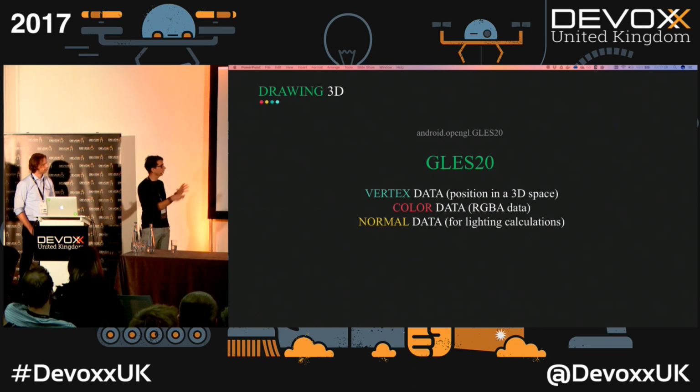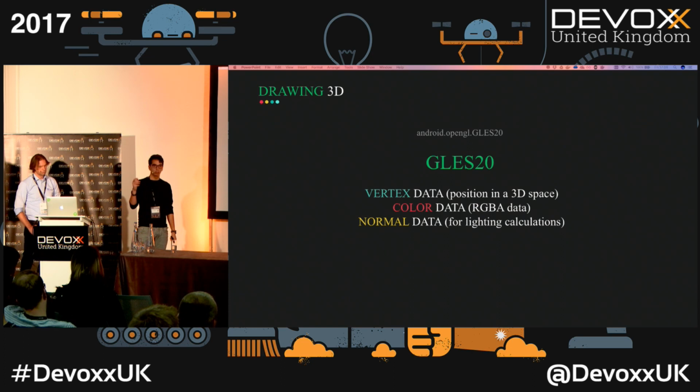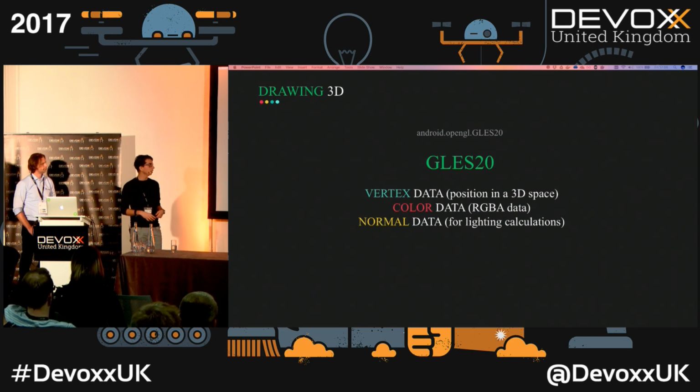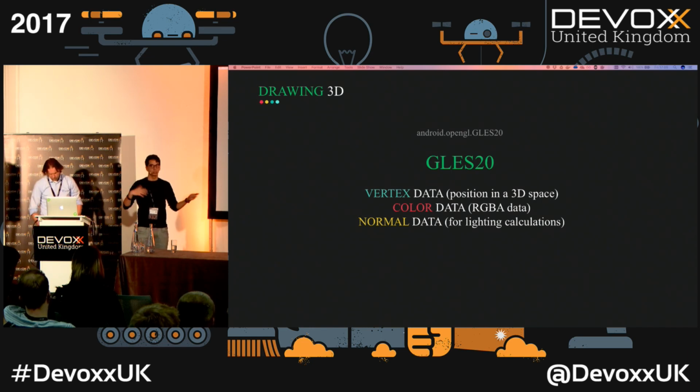So what you need to know is you have your vertex data, and that's a position in a 3D space. It's a vector 3 coordinate, so to say. So a coordinate on the x-axis, on the y-axis, and on the z-axis. And then OpenGL knows where it needs to place an object in its 3D environment. You need color data with RGBA data. This should be pretty self-explanatory, right? And you have normal data, which actually defines the face of a 3D object. So from which side should this object be visible? And that's mainly used for lighting calculations. So shadows and darkness and all that kind of stuff.